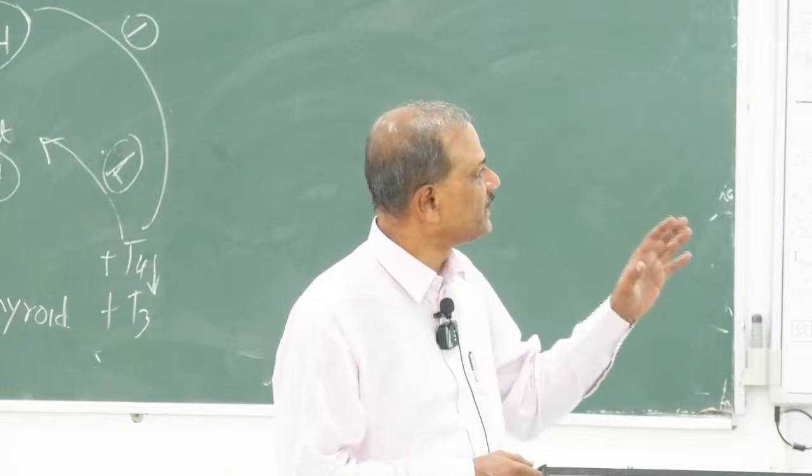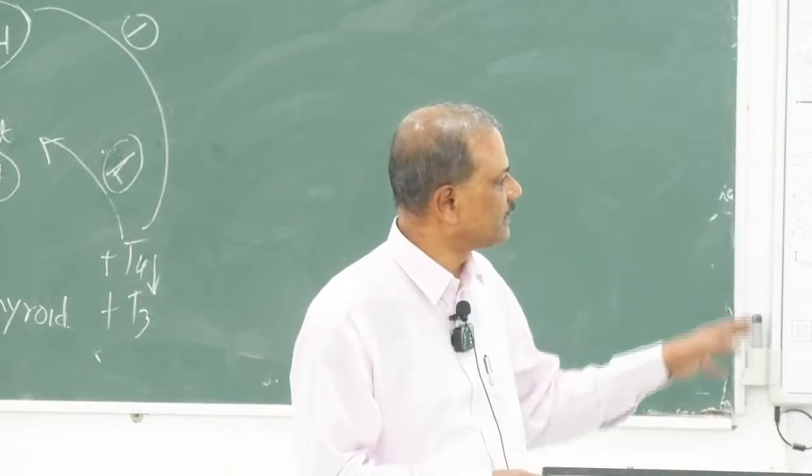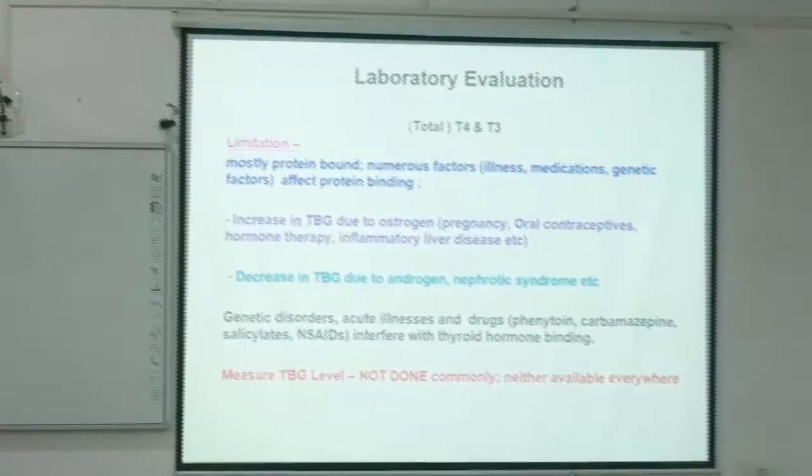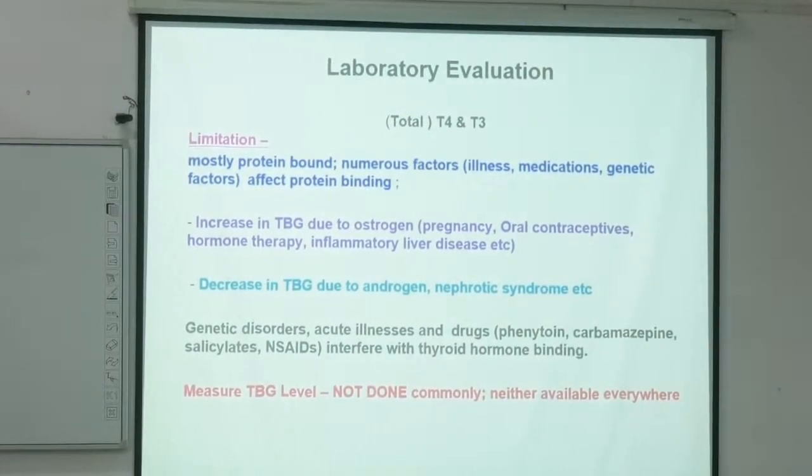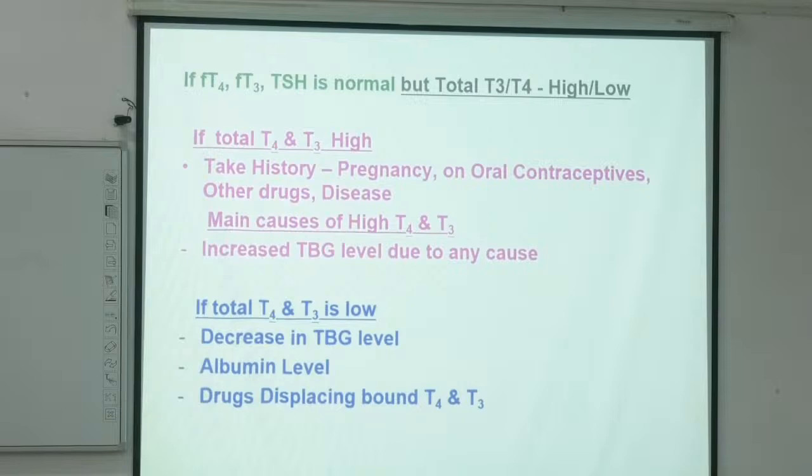The limitations of T3, T4, TSH, that is something I'll tell in a small group discussion. TBG level is not done commonly. So remember, if FT3, FT4 and TSH are normal, all these 3 are normal, but total T3 and T4 is high, it can also be low.